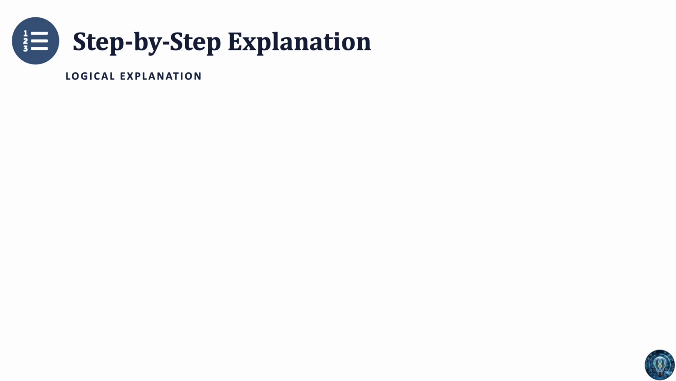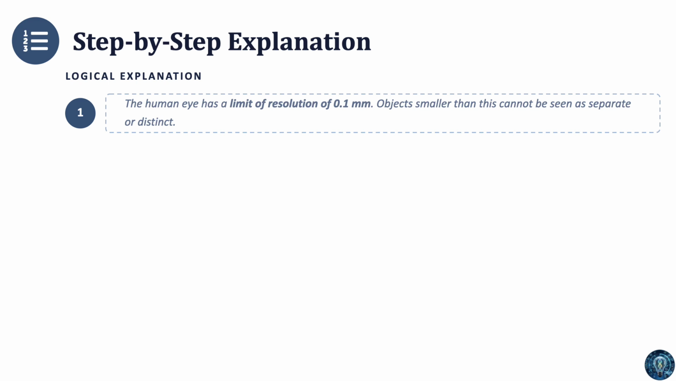Alright, let's solve this question step by step. Imagine you draw two tiny dots on a piece of paper. As you keep moving those dots closer together, there comes a point where your eyes can no longer tell them apart. Instead of seeing two dots, you see just one blurred dot. Why does this happen? Because the human eye has a limit. For a normal eye viewing an object from about 25 centimeters, 2 points must be at least 0.1 millimeters apart to be seen as separate. This is called the limit of resolution of the human eye.